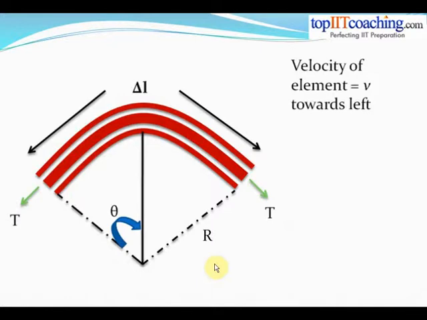Let's see how we'll proceed. As you can see, we have assumed this angle here between the line joining the center of the circle and the center of the element and the normal at the end of the element to be theta. The angle here will also be theta because these two angles are alternate angles. Thus, we can conclude that the net downward tension force acting on the string element will be 2T sine theta, right here.